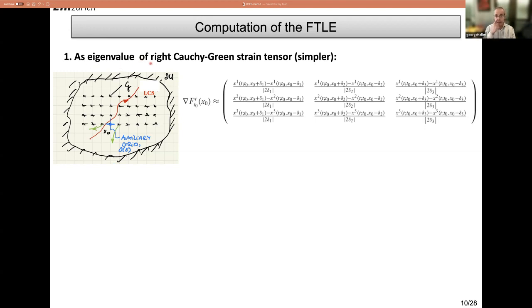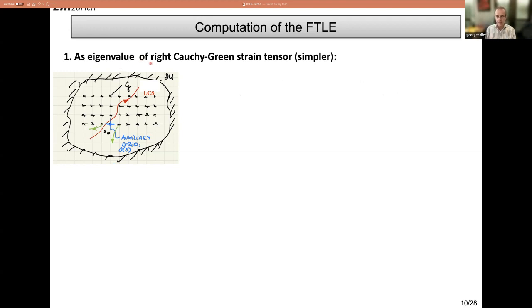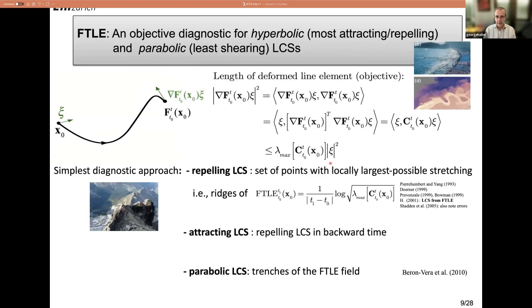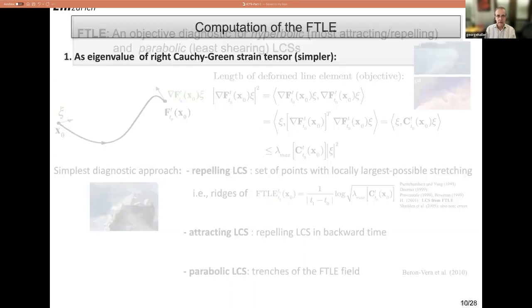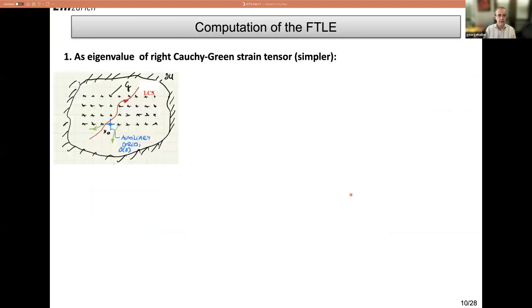the largest eigenvalue of the right Cauchy-Green strain tensor. This is simpler because I talked a lot about it. Remember, this is the maximal eigenvalue of the Cauchy-Green strain tensor. If you have that, you have FTLE, because the rest is just playing around with that quantity. So this is straightforward.